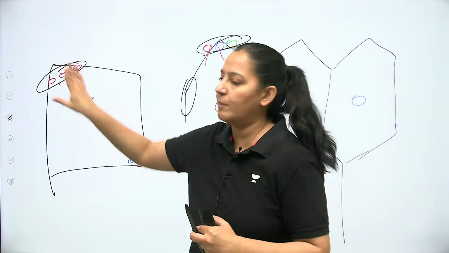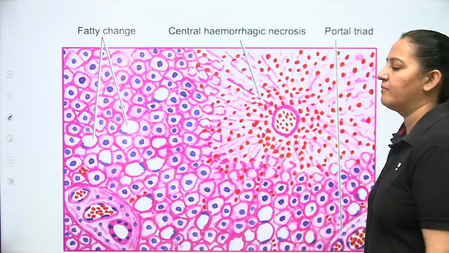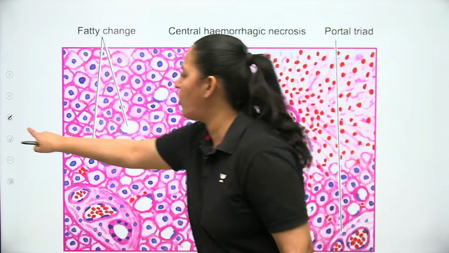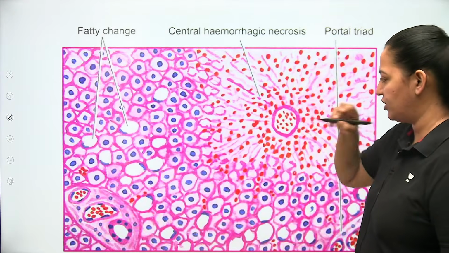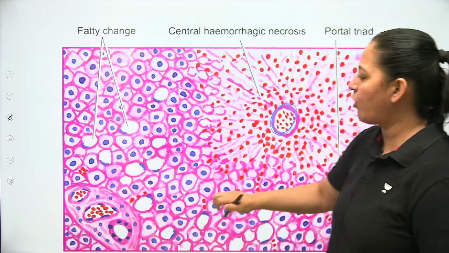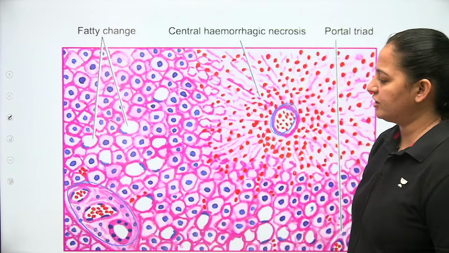I will not do anything to the portal triad. That's what I want to explain to you. You got my point? See this diagram which is given in Robbins. Beautiful diagram. In this diagram, at one corner you can see a central vein. This is the hepatic vein, the central vein. It is ruptured. Can you see the blood coming out of it? At the other corner, the other diagonal, see the portal triad. Beautiful portal triad.